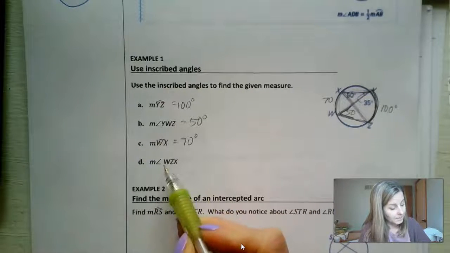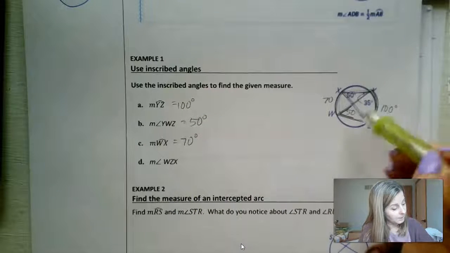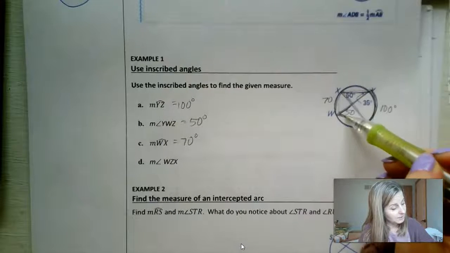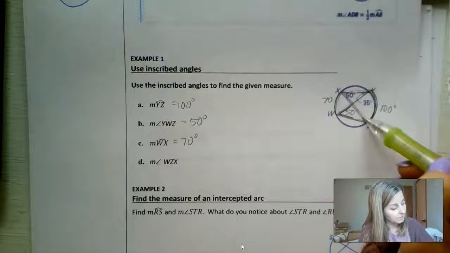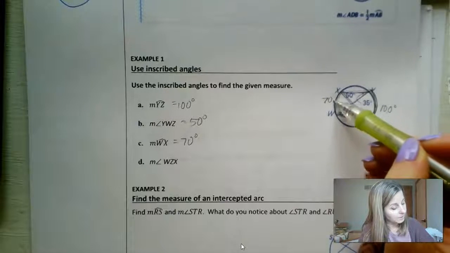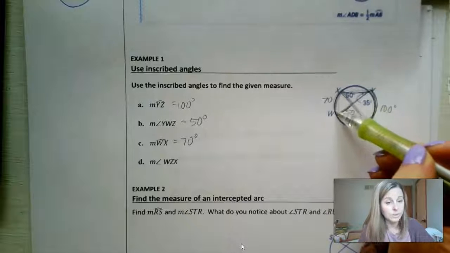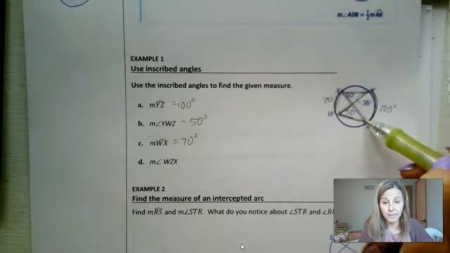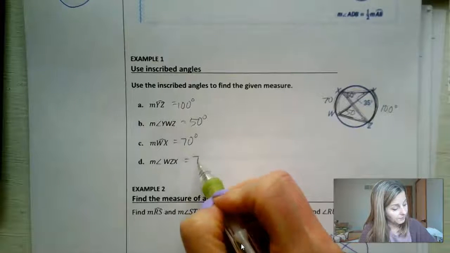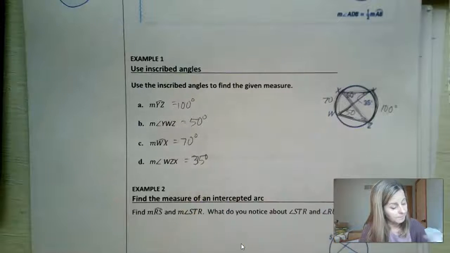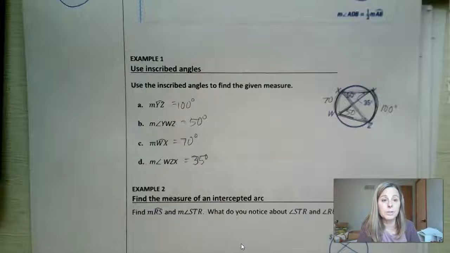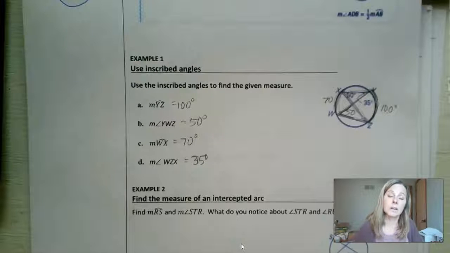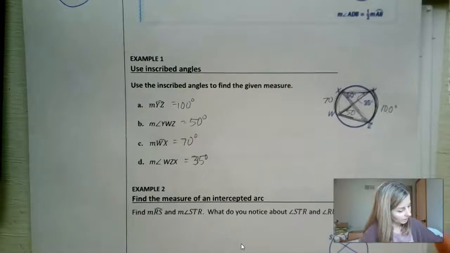Finally, angle WZX. Angle WZX is right here. So trace the intercepted arc. 70 degrees is the arc. Remember, your inscribed angle here is half of that. So half of 70 is 35 degrees. I would recommend you outline your diagrams like that, and then you can figure out what angle they go with. All right, number 2.